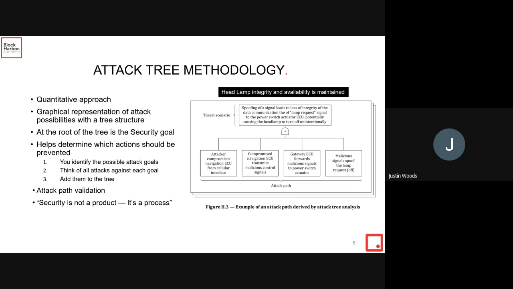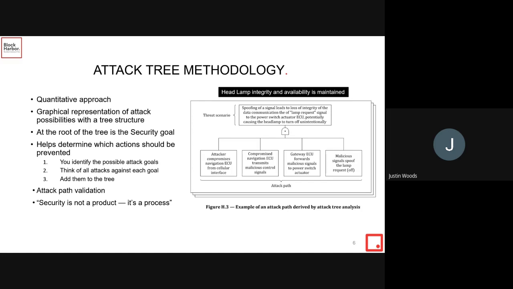All of these different types of attacks could lead to that same threat scenario. And then with all that together, we are able to say, okay, here are the different attacks, and these go against that security goal, right? So from that, you figure out how to mitigate those attacks through those cybersecurity requirements. So we want to look here and determine which actions should be prevented.